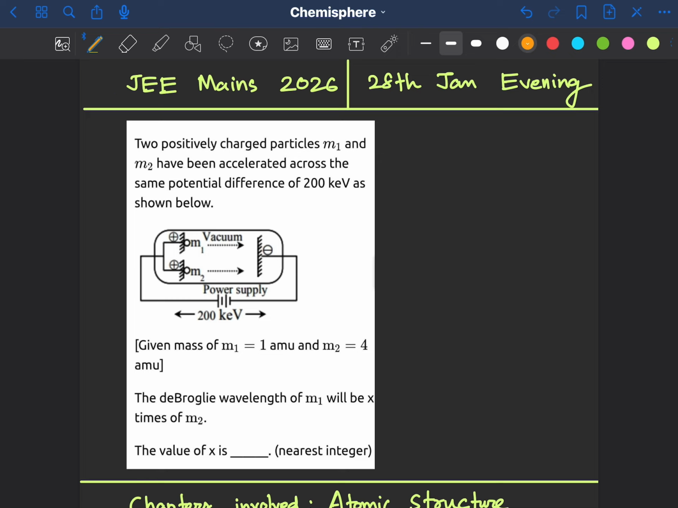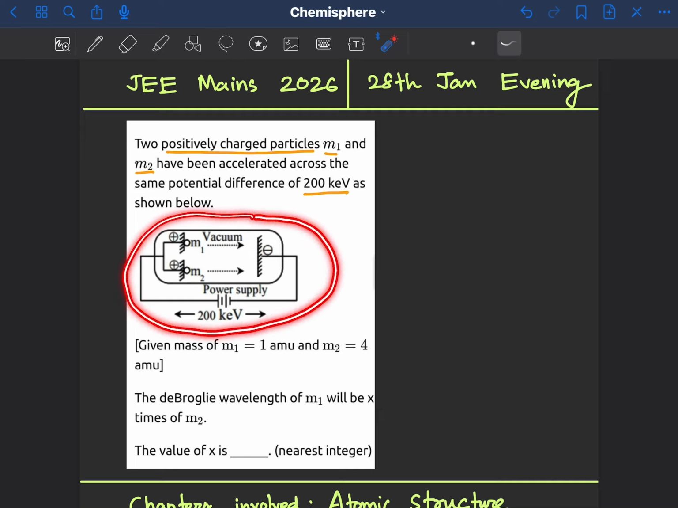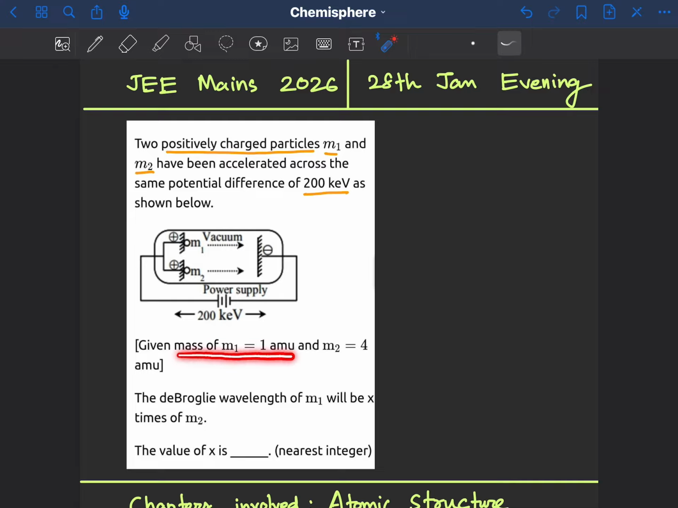That is, we have two positively charged particles of mass M1 and M2, and they have been accelerated across the same potential difference of 200 kilo electron volt as shown below. Now this is the diagram of a discharge tube about which we will discuss, and mass of M1 is given to us as 1 atomic mass unit, and mass of M2 is given to us as 4 atomic mass unit. Important information. Okay, the de Broglie's wavelength of M1 will be x times of M2. The value of x is, so basically we are supposed to find the de Broglie's wavelength.